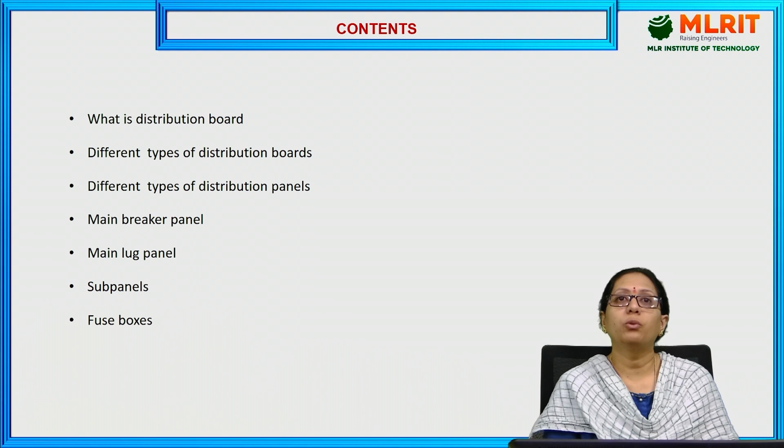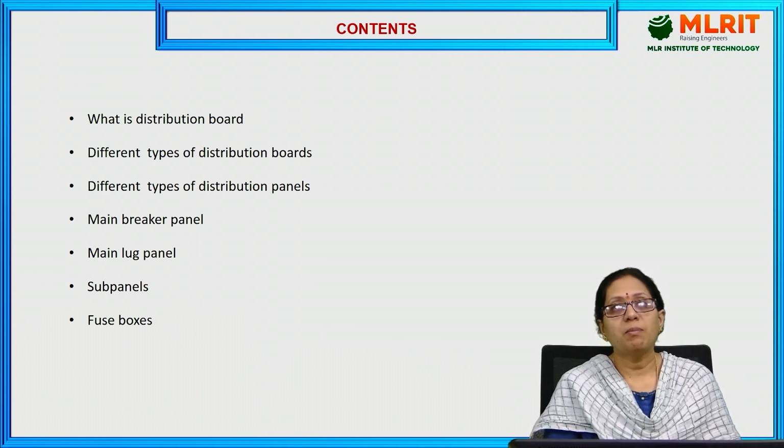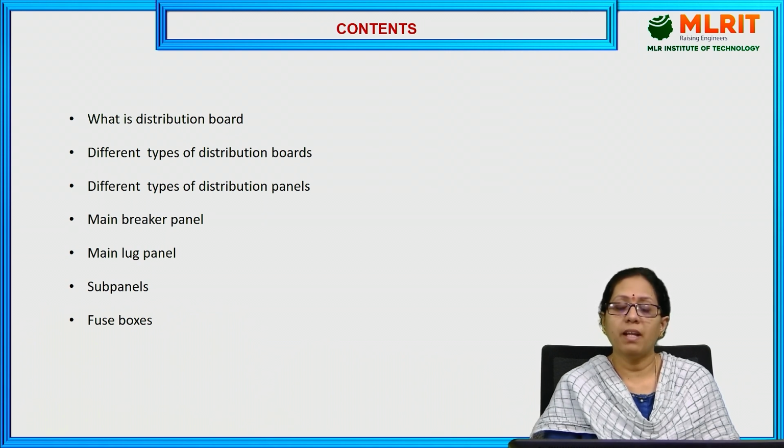Today, I am going to discuss a topic: what is a distribution board? What are the different types of distribution boards? Different types are like main breaker panel, main LUG panel, sub panels, and fuse boxes.